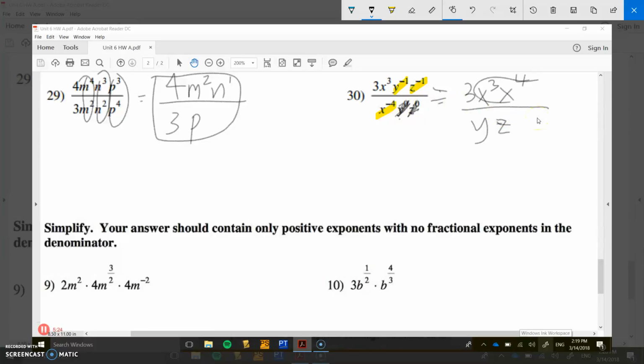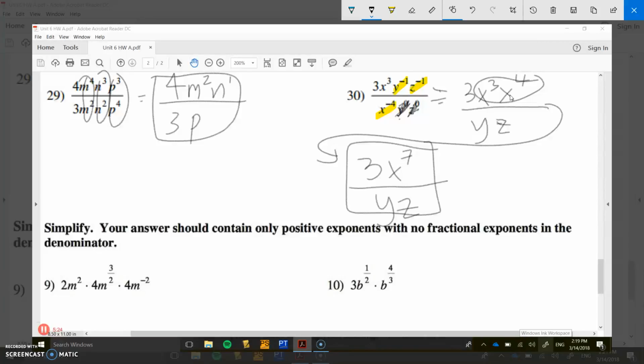Last thing is the product rule right here. So 3x, y, z. However, how many x's? We have 3 being multiplied together here and another 4 being multiplied together here. So we have 7 total x's, and that's it. I'm not going to get into these fractions because we haven't addressed that yet. That will be for another video.